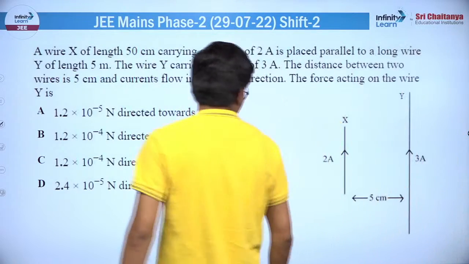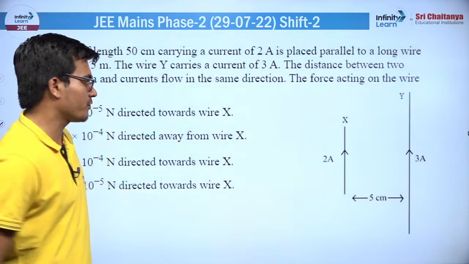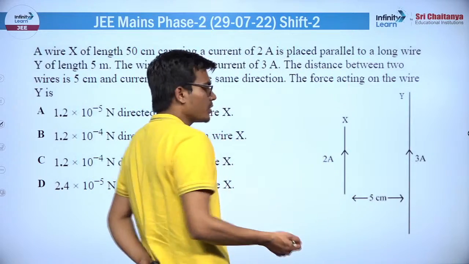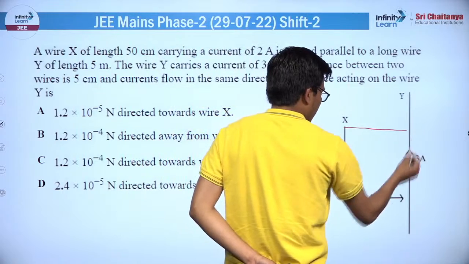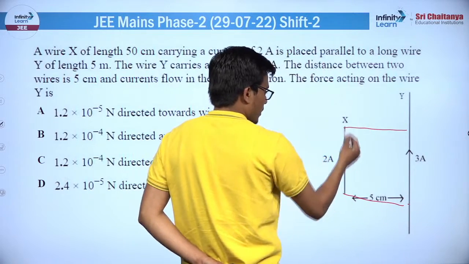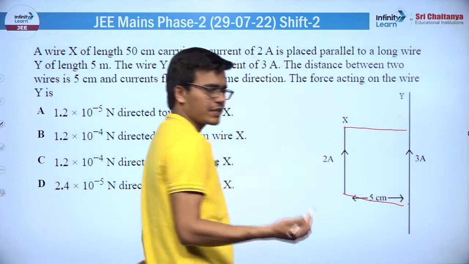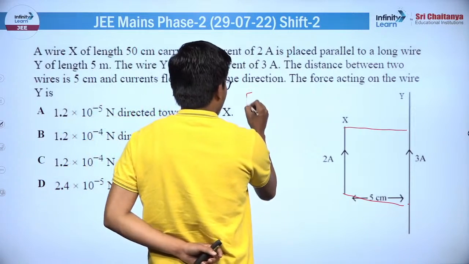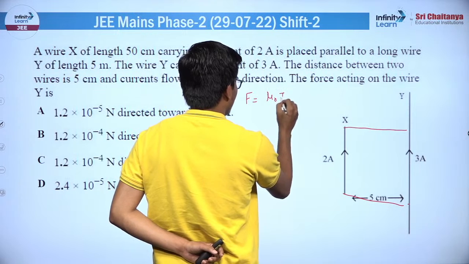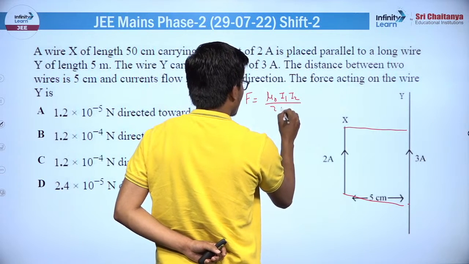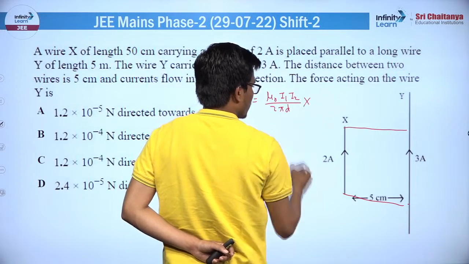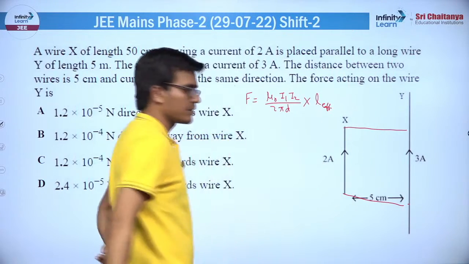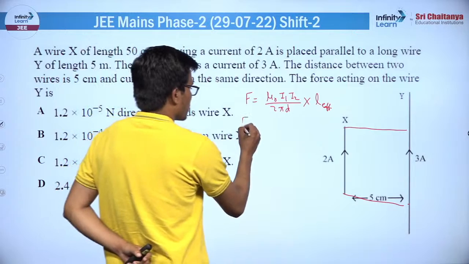So again a very good question from magnetic effect of current. Basically you need to find the force between them, and here you need to understand that force will act only in this region, right? Due to this wire, here there will be a magnetic field, but that will be very less. Okay, so what I have to do is, force is given by mu naught I1 I2 upon 2 pi d into the length, the effective length, basically the overlapping length. Alright, so just put in all the values.